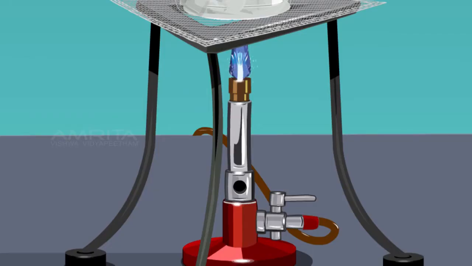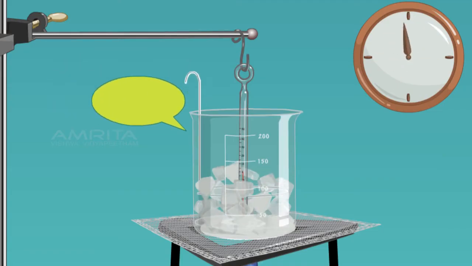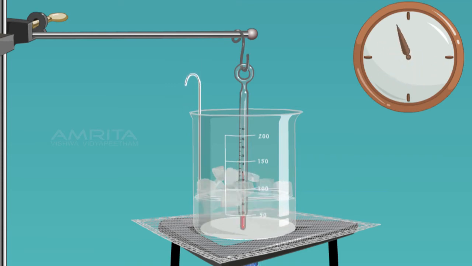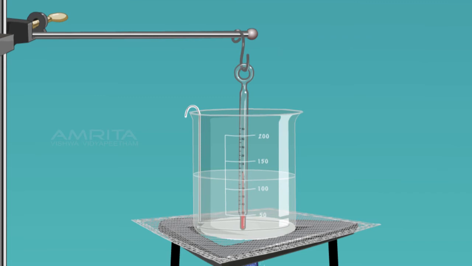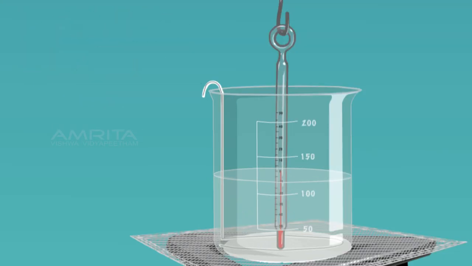Heat the ice cubes at a moderate temperature using a Bunsen burner and stir continuously to keep a uniform temperature throughout. Note the temperature T1 when the ice starts melting. Continue heating the ice. Note the temperature T2 when the ice is completely melted into water.